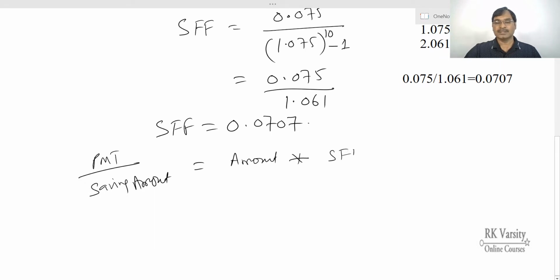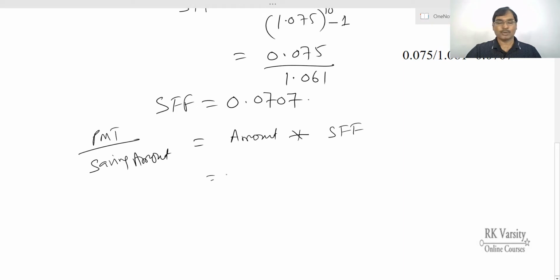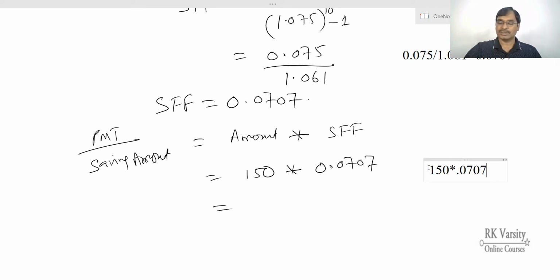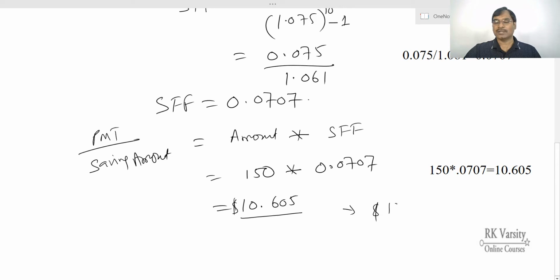And to get the payment or saving amount, we multiply the amount borrowed times the sinking fund factor. So here the amount borrowed is $150 million, times the sinking fund factor, that is 0.0707. So this gives you 150 times 0.0707, which is $10.605 million. So each year the company needs to save $10.605 million, so that at the end of the 10th year it will have $150 million with which it can retire the bonds. Thank you very much.